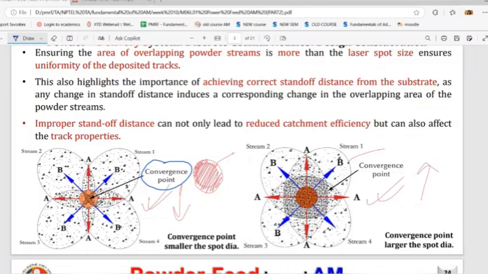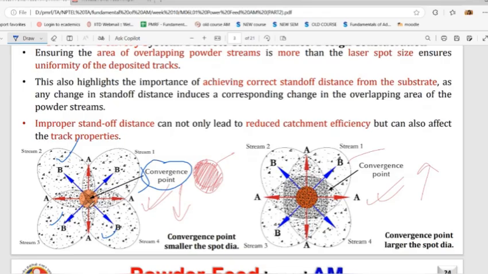As a result, the convergence will not be as sharp as what you get in the case of laser. In case of laser, if you are converging the laser using a lens, it's a very sharp convergent point, a focus point. But if it's physical powder particles, they will not have a very sharp, small-diameter convergent point. So there will be a spread. This is the spread: stream 1, 2, 3, 4, and they are meeting at this point, and this is my convergence zone.